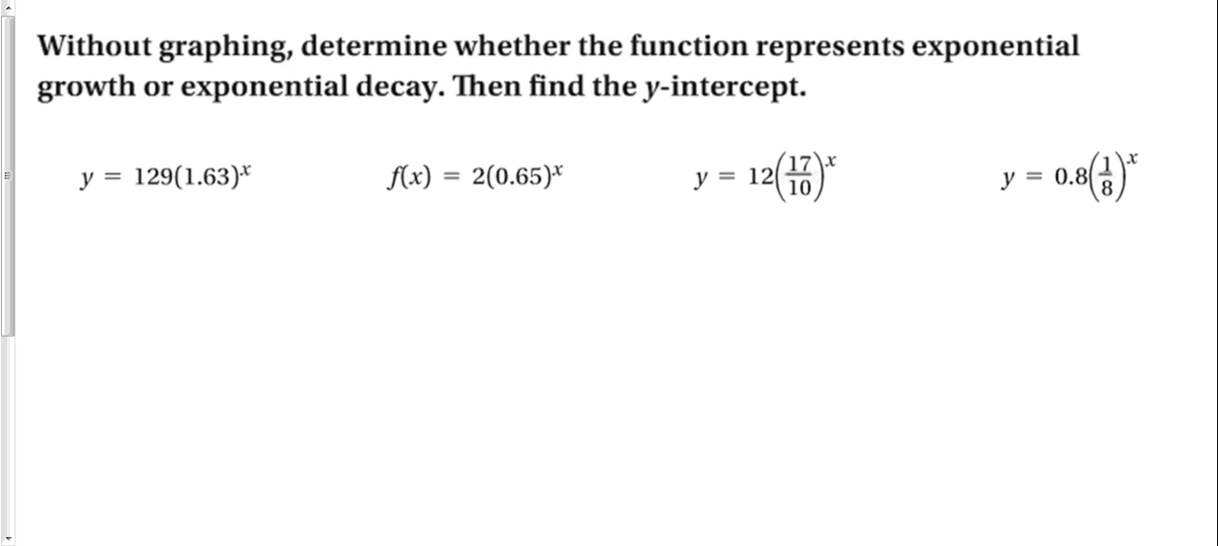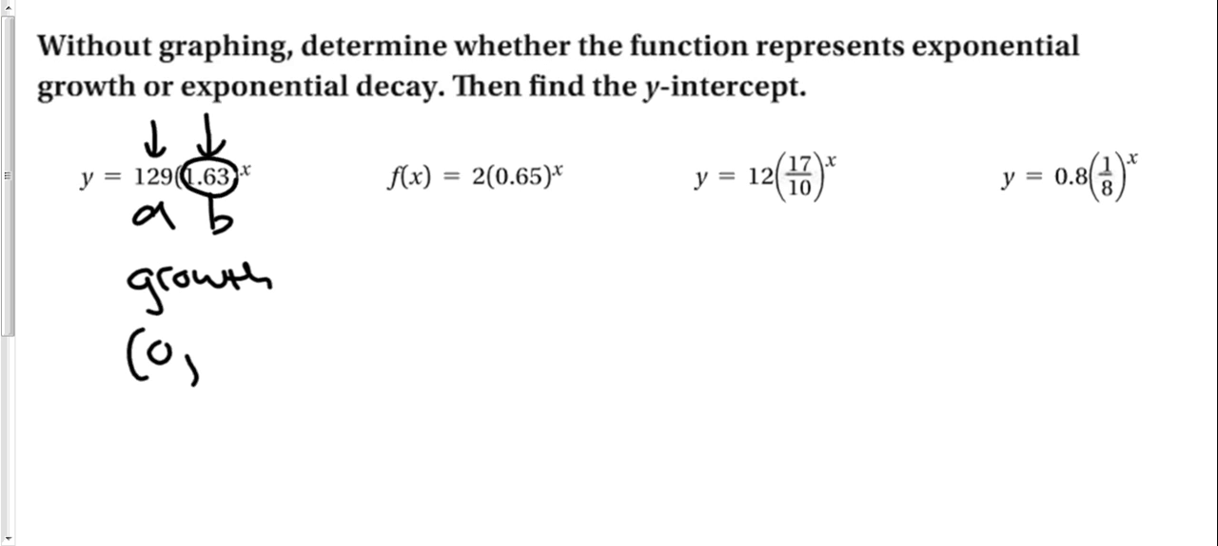The type of problem that you're going to have to do looks like this. Without graphing, determine whether the function represents exponential growth or exponential decay. So here are the two numbers that we're looking at. This is A, that is B. B tells us growth or decay. A tells us the y-intercept. So this would be growth because 1.63 is bigger than 1. My y-intercept point is (0, 129). So no calculations needed here. All you have to do is look at the function and decide growth or decay.